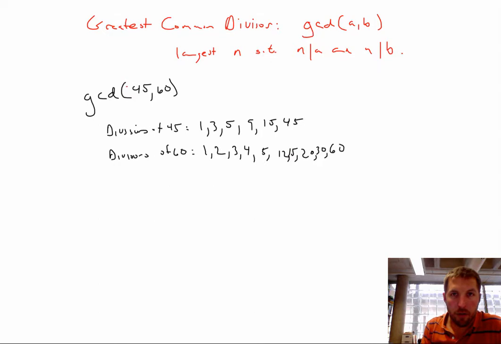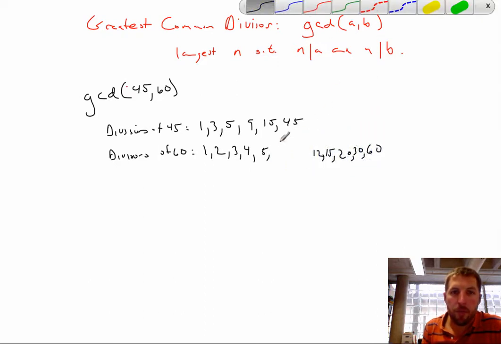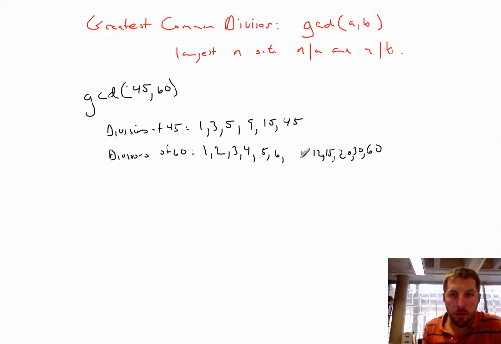Let's see here. 6. Oh, we are running out of room. So smartboard to the rescue. Okay. So 6 goes in 10 times. Now does 7 go in? No, it doesn't. Does 8 go in? No, it doesn't. Does 9 go in? Nope. And that's it. So 10.